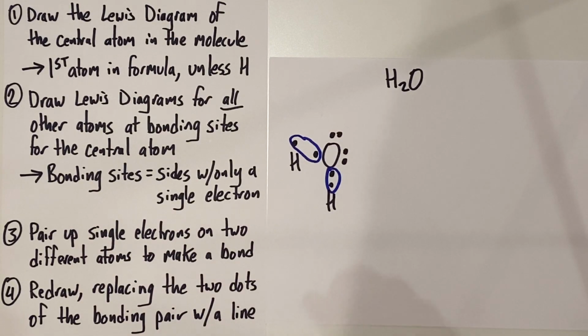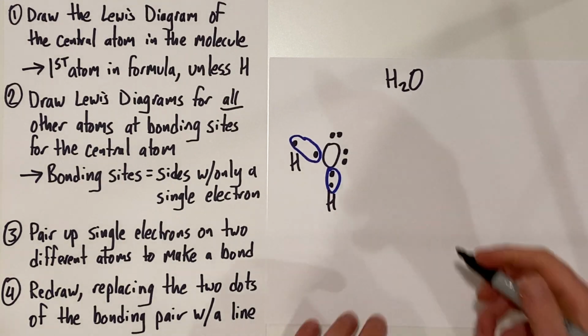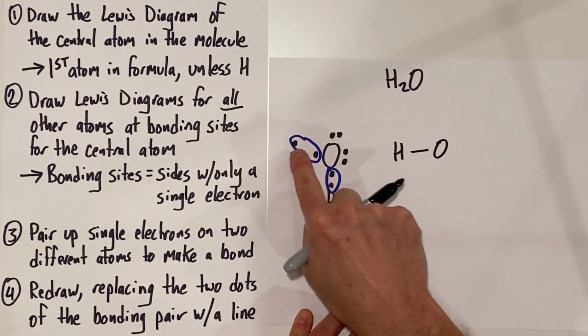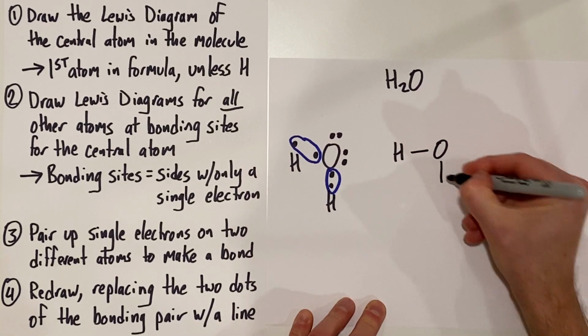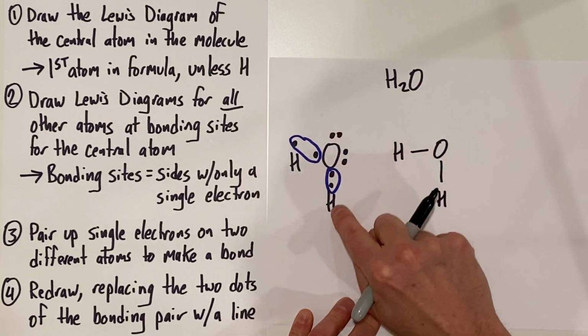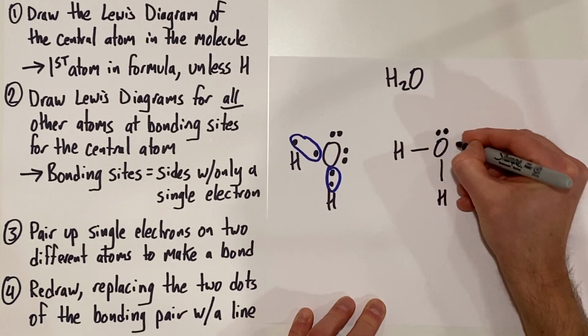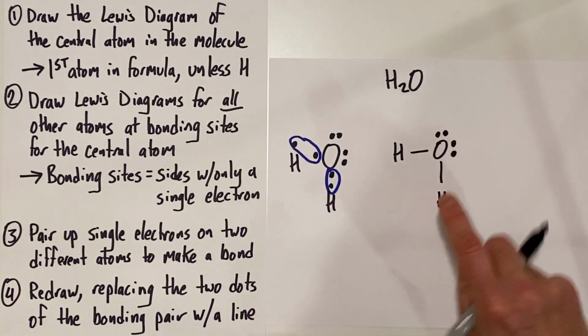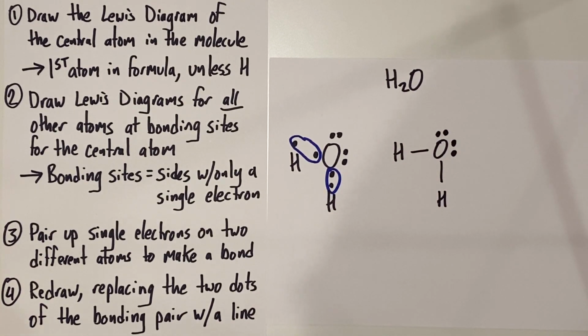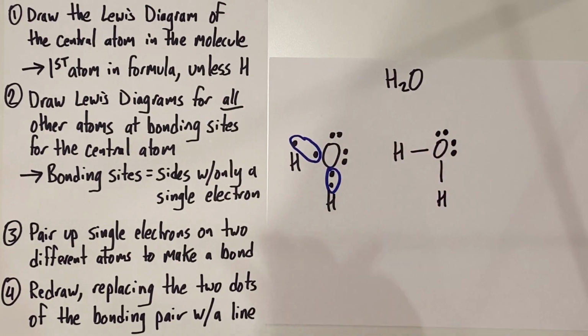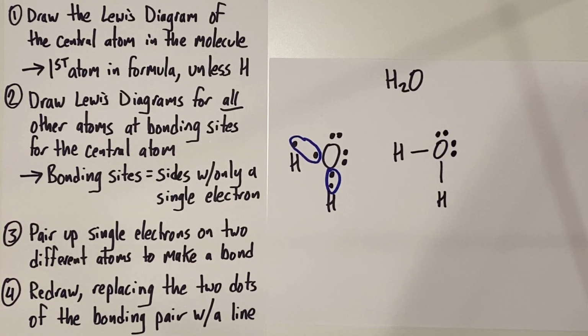Now we're left with the last step, which is to redraw our diagram, replacing the 2 dots of the bonding pair with a line. The line is how chemists show that we have a covalent bond. So 1 covalent bond here, representing this shared pair of electrons, and 1 covalent bond between the oxygen and the hydrogen down here. Don't forget the 2 lone pairs on oxygen. And now we have a good Lewis dot diagram for water. You'll notice that this Lewis dot diagram shows that water has a bent shape, which in fact it does. So that's water.